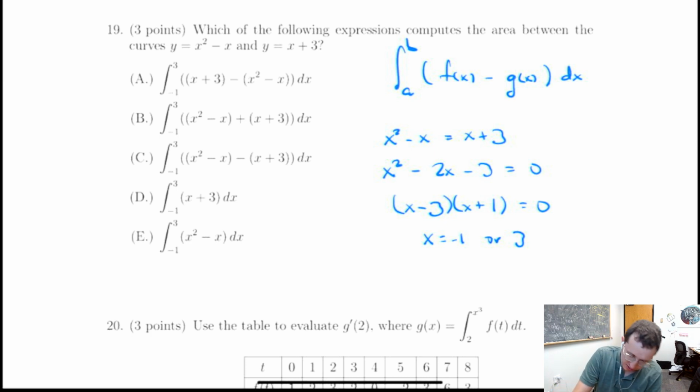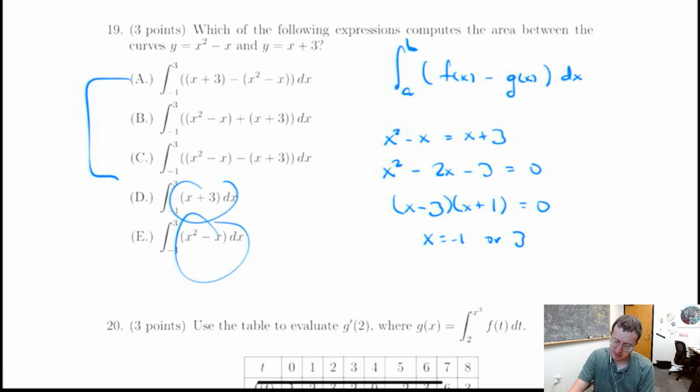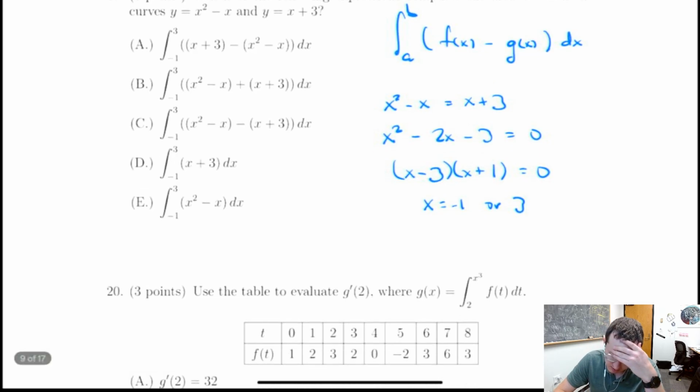So it's either option A or C. This is adding the functions. These each only have one of the 2 functions. So it's A or C. Which one comes first?